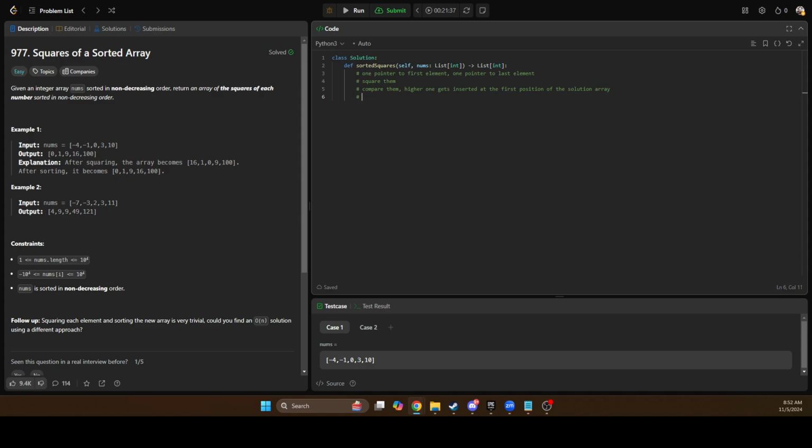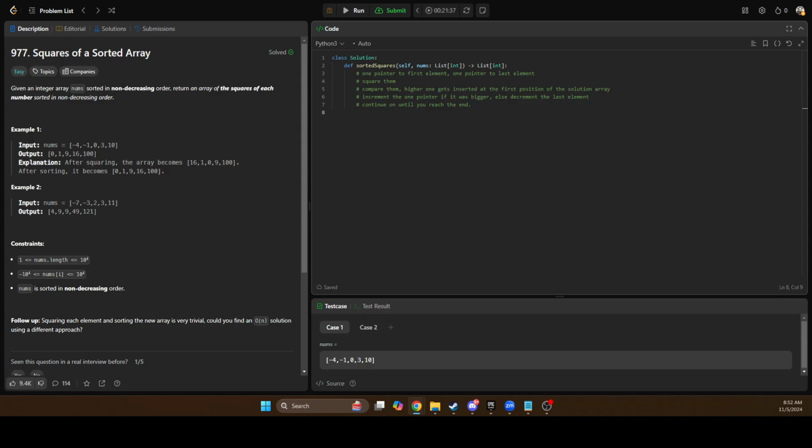Whichever one it was, increment the first pointer if it was bigger, else decrement the last pointer. Continue on until you reach the end. And in this case, you want to make sure you get to the end.